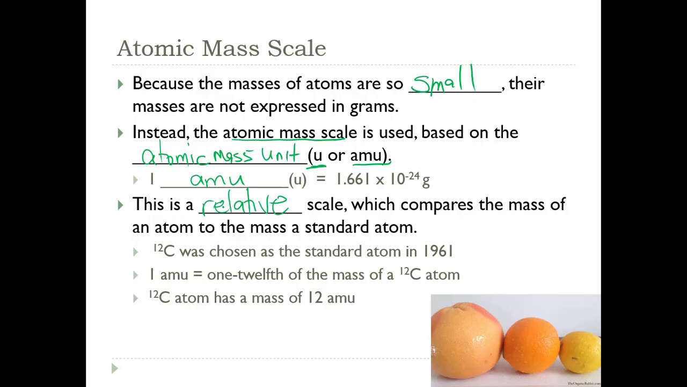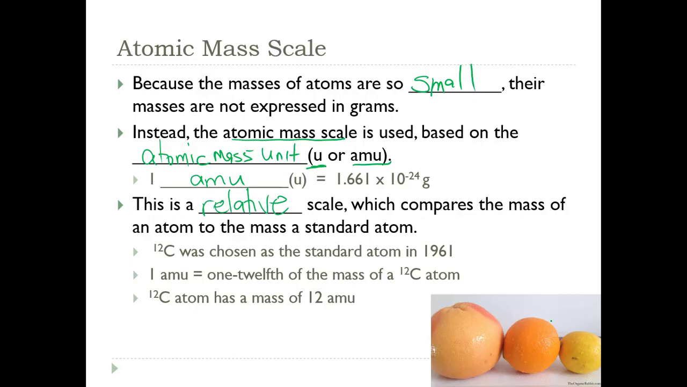So that would be like saying we use an orange to compare the size of a grapefruit or lemon relative to that of the orange, if we pick the orange as our standard. And so we could say that the grapefruit is twice the size of an orange, or a lemon is half the size of the orange.